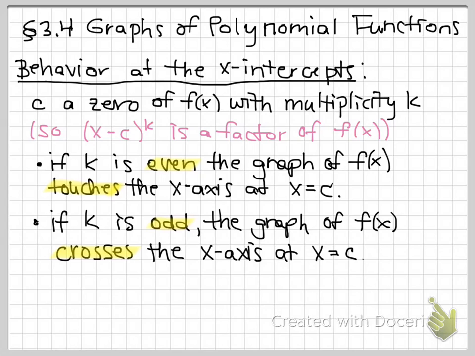So if you're thinking about what your graph looks like, what this says is, if it's even, it's going to touch. So when you come to your 0, you just come and touch the x-axis. If it's odd, so say this is my 0, if it's odd, it crosses through the x-axis. Alright? So let's look at an example.